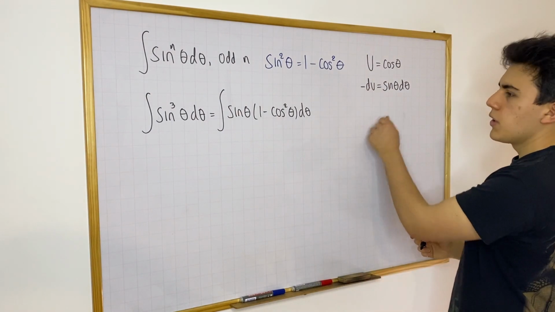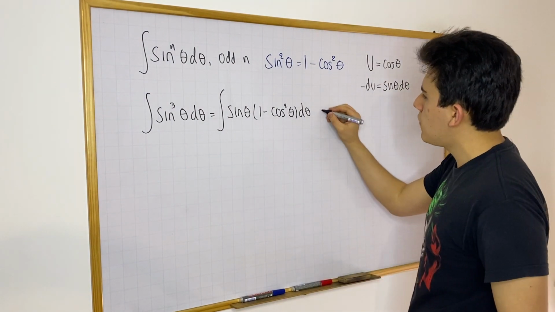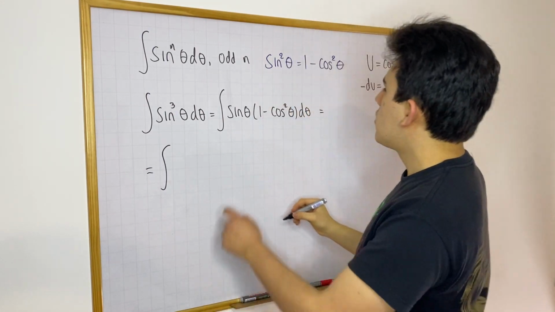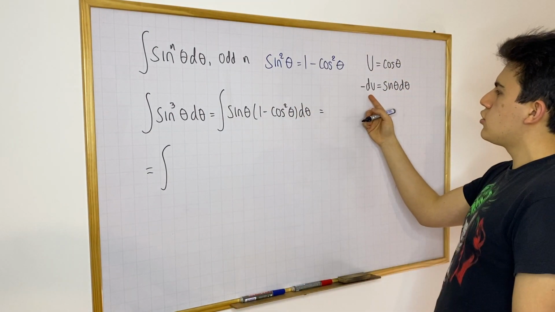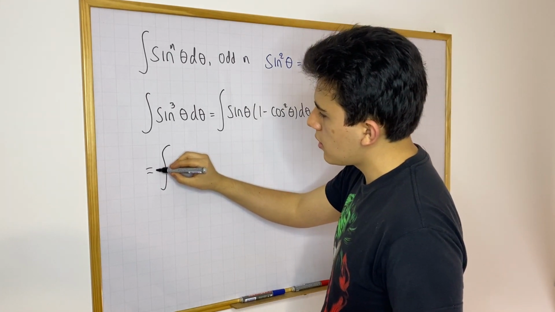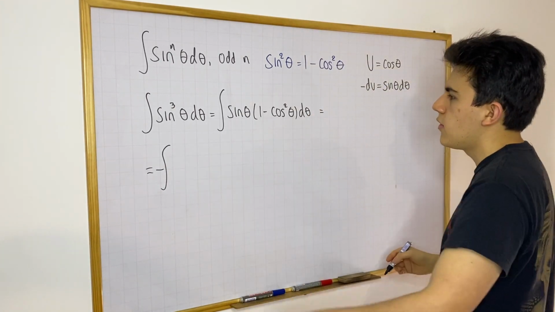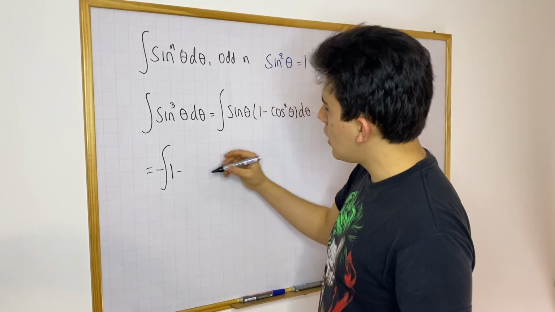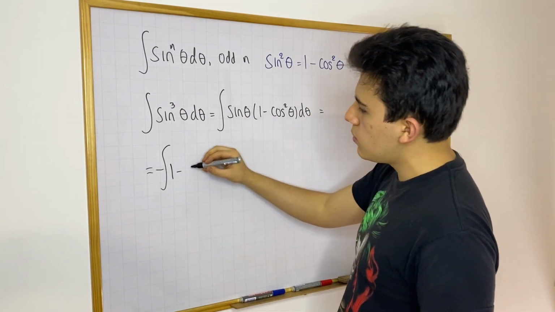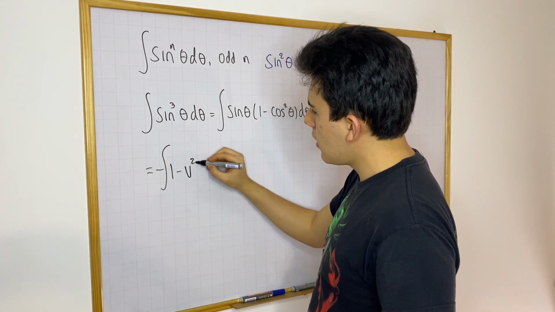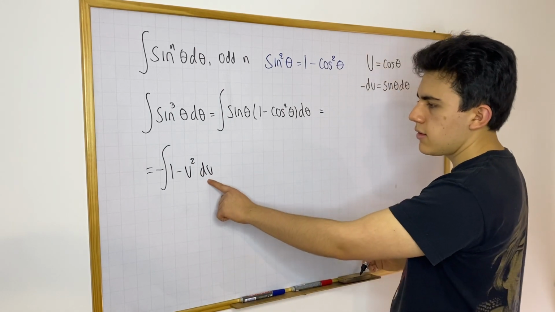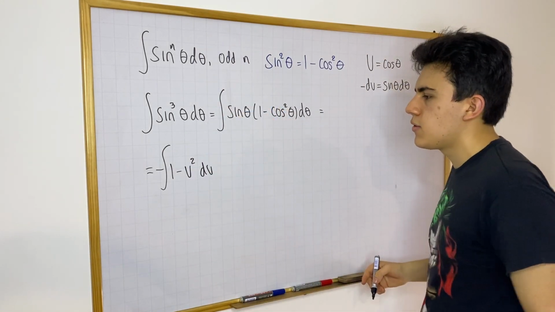So now, if we want to rewrite this integral, we just do the following. We have sine theta d theta, which we know is just minus du, so I'm going to move this minus in front. And now we have 1 minus u squared, remember, we let u be equal to cosine theta. So we have 1 minus u squared du, which has a negative in front, but we just move it outside.